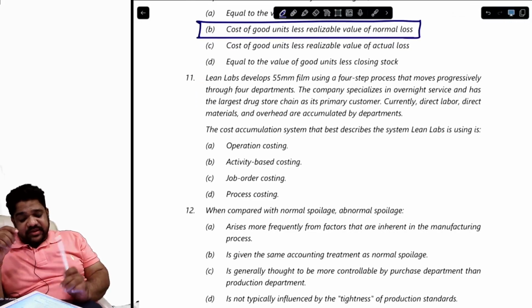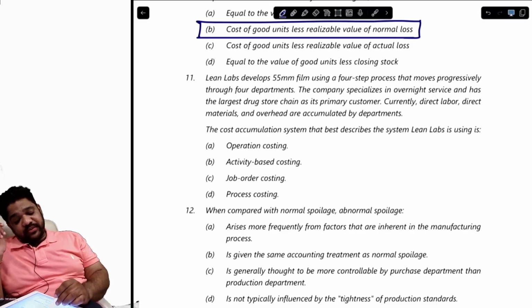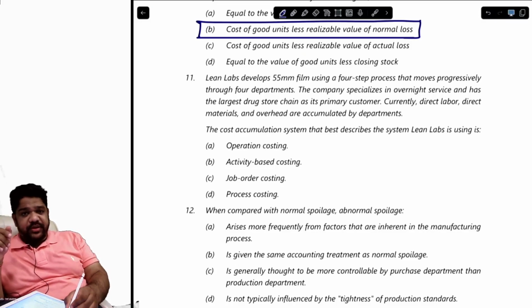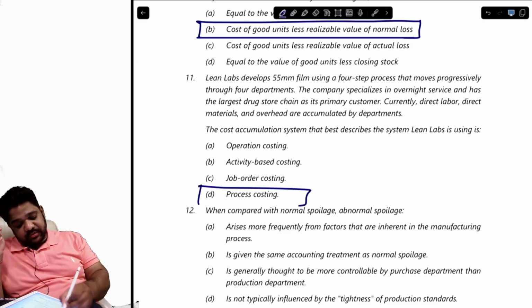Further, Lean Labs develops 55 film using a four-step process that moves progressively through four departments. The company specializes in overnight service and has the latest drugstore chain as its primary customer. Currently, direct labor, direct material, and overheads are accumulated by the departments. The cost accumulation system that best describes the system Lean Labs is using is operation costing, activity based costing, job order costing, or process costing. The answer has to be process costing.